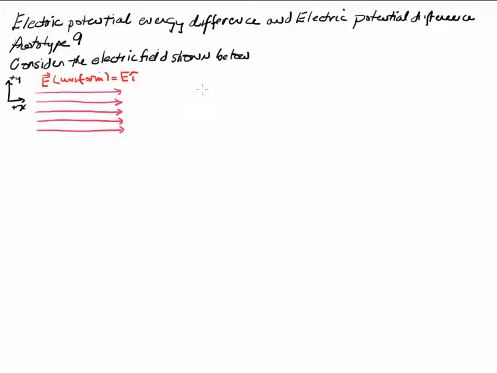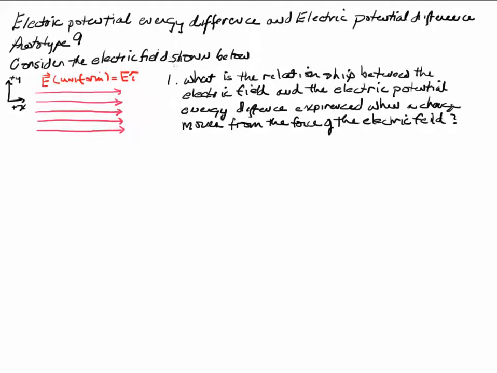Okay, I show a uniform constant electric field in the positive x direction and the positive y direction. And E is simply the magnitude of E times i hat, the unit vector for the x direction.